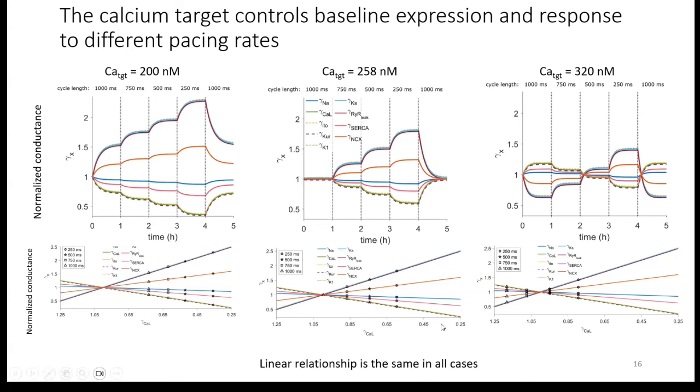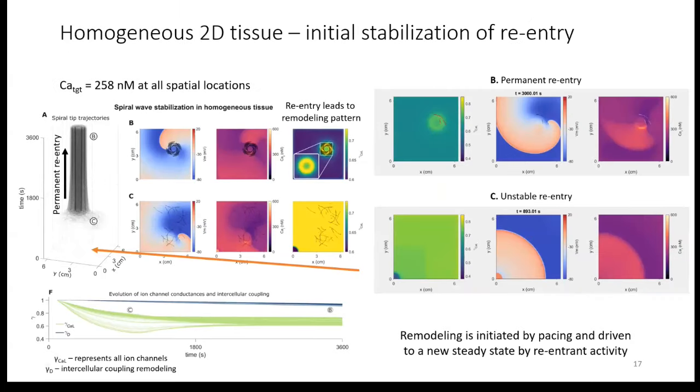But the linear relationship, the thing governing how these channels express together, is always the same. So you always have these lines here, but you fall on different places depending on your calcium target and on your pacing level. Yeah, so that's the single cell stuff.